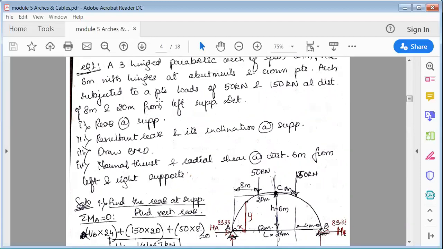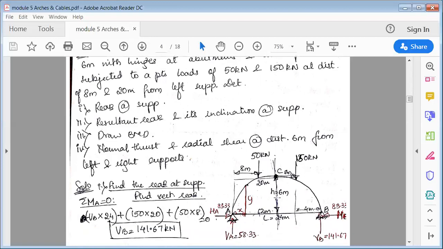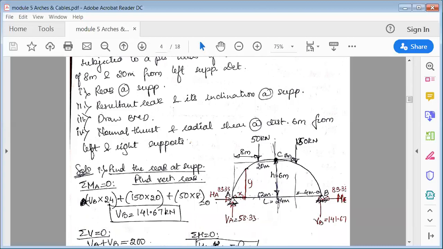And the arch is subjected to a point load of, okay, now see here, from the left support they have told. So from the left support at 8 meter it is loaded, that is 50 kilonewton, and again from 20 meter it is 150 kilonewton. So you have to draw this very thoroughly and carefully. Now see here, the complete length is 24. So first split this, exactly half of the distance is 12 meter. So this point between A to C, horizontal distance is 12 meter. And then you have to place this accordingly.